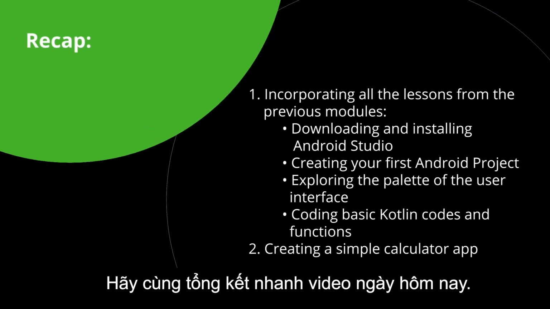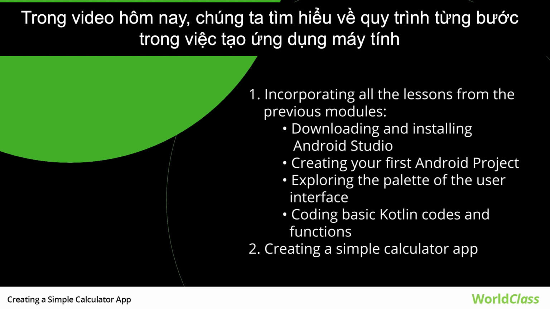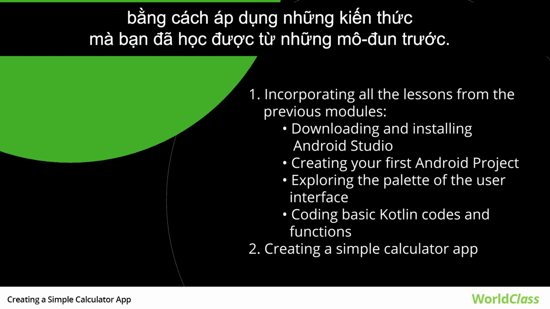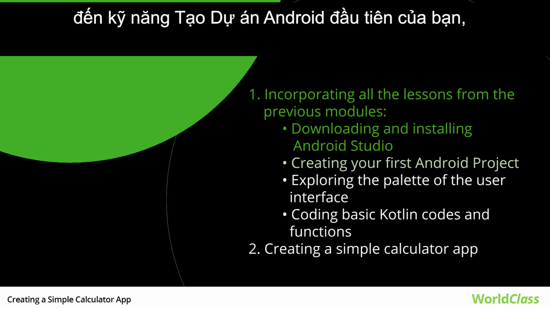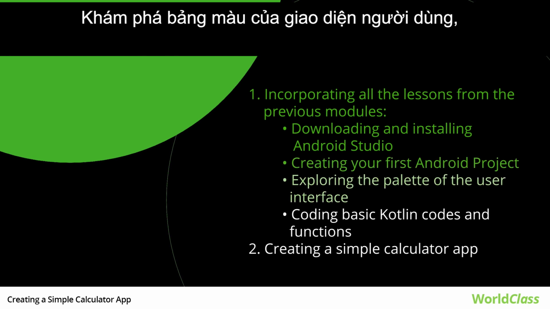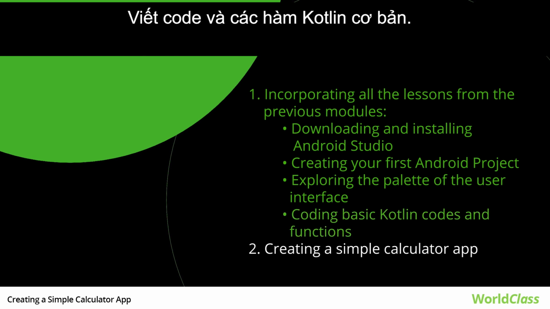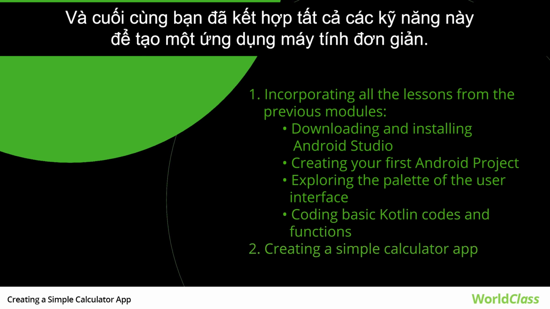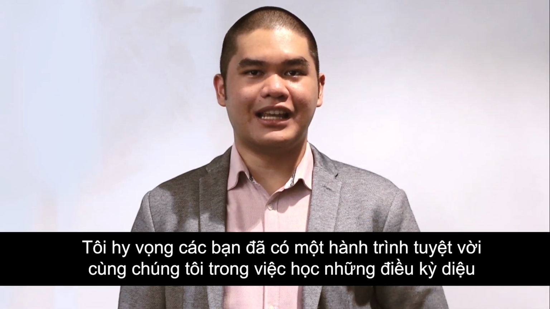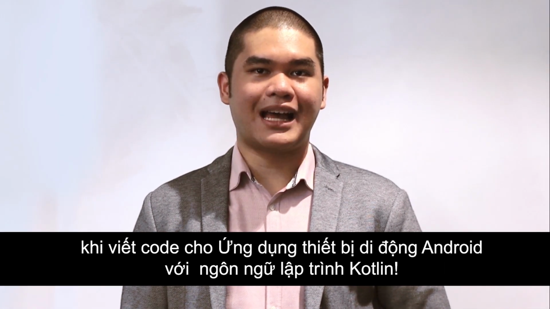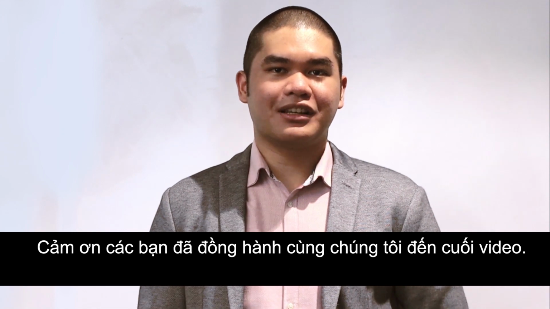Just a quick recap. In this video, we had a step-by-step process in creating a calculator app using everything that you have learned from the previous modules. From downloading and installing your Android Studio, to creating your first Android project, exploring the palette of the user interface, coding basic Kotlin codes and functions, and finally, you were able to incorporate all of these skills to create this calculator app. Well done! I hope you guys had a great journey with us in learning the wonders of coding Android mobile apps with Kotlin. Thanks for sticking with us to the end.